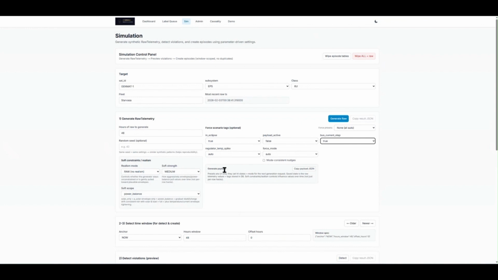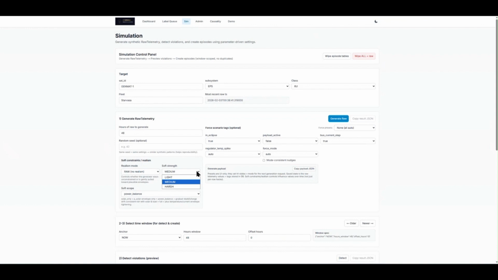And then you can also nudge the system. There's a physics model that drives it: what should happen in eclipse when the payload is active, when the temperature has a spike. So it can create telemetry, but sometimes you want a little deviation from it. It looks more like a real system, where a real system doesn't always play by the rules. So we can give it a nudge.